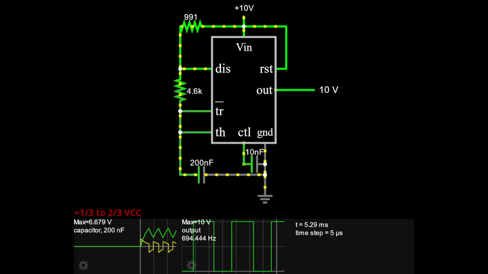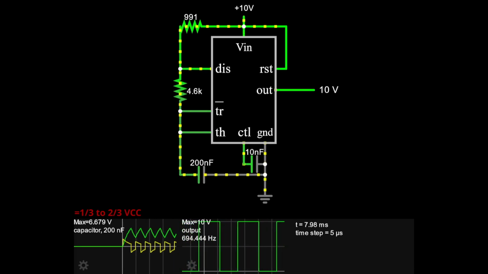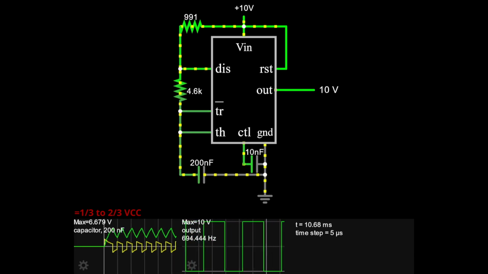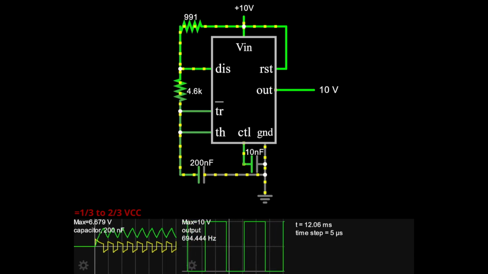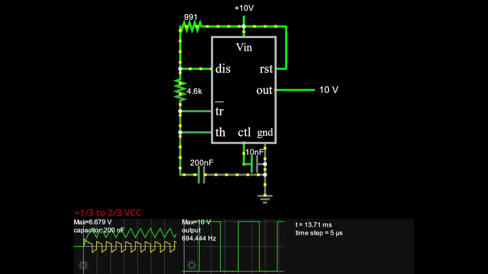At this point, the capacitor starts discharging, only through R2. When the voltage across the capacitor drops to 1/3 of the supply voltage, the lower comparator triggers. This resets the flip-flop, turning on the discharge transistor, and the output goes low. The capacitor begins charging again, and the cycle repeats.